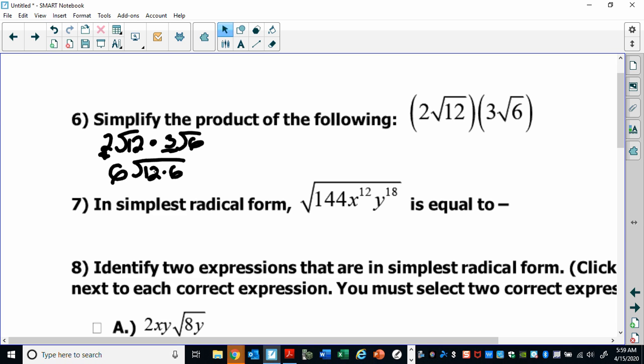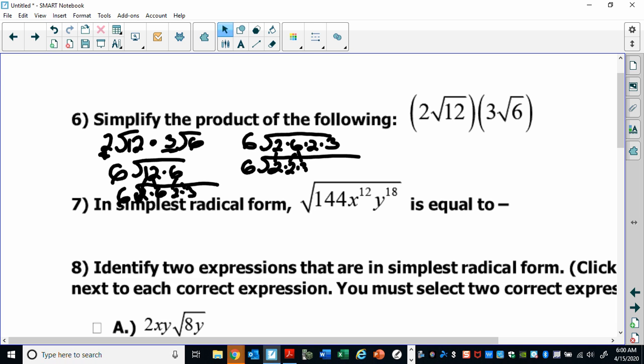Now, what does this already look like? We're already breaking this down. So let's just go ahead and continue breaking this down. We know that 12 is 2 times 6, and we know that 6 is 2 times 3. So we're just going to bring this up here. So we're going to have 6 times the square root of 2 times 6 times 2 times 3. We cannot break down this 2, this 2, or this 3, but we can break down this 6. So we're going to have 6 times the square root of 2. Remember to bring down your arrows. 2 times 3, bring that down, times 2, bring that down, times 3.